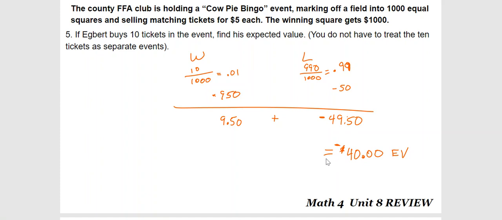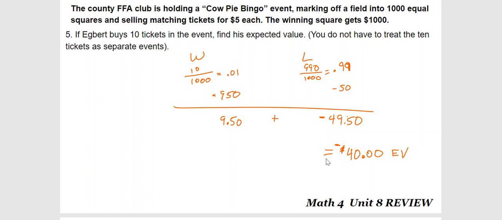But honestly, with raffles like this, you know that you're going to have a negative expected value. But most of the time, you're doing it for charity. Now, you know, this brings up an interesting question at this point. If he had just bought one ticket, his expected value would have been a lot less.